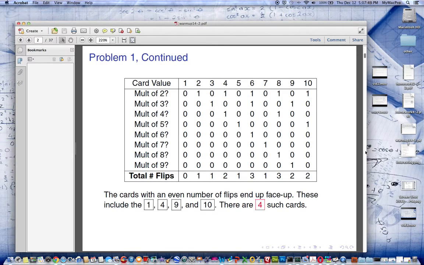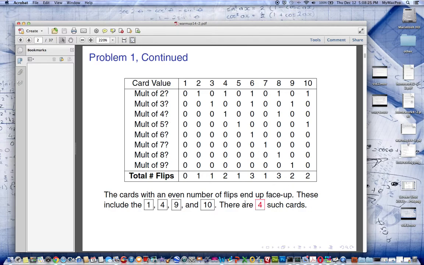So you have to make a table. If you make a table, multiple of 2, card value, when it is up, you put a 1. If you do that for all through 9, and if you add the column, then we see that the cards with an even number of flips end up face up. So even number of flips, 0 is even, right? So cards 1, 4, 9, and 10. So there are 4 cards that are face up.